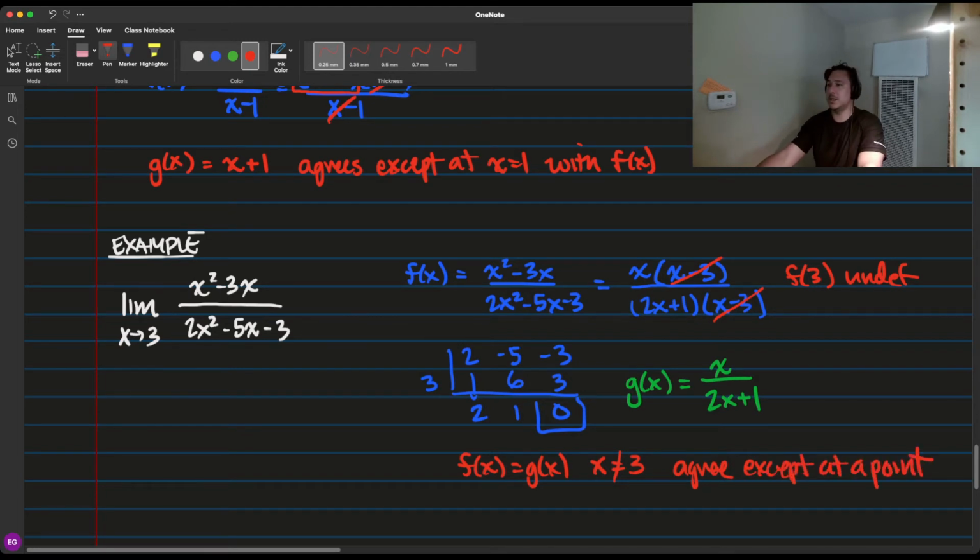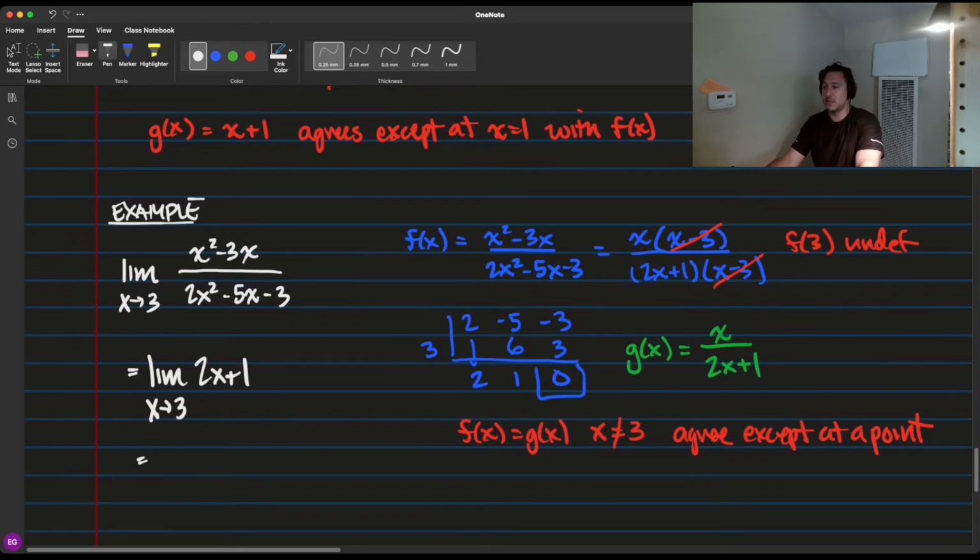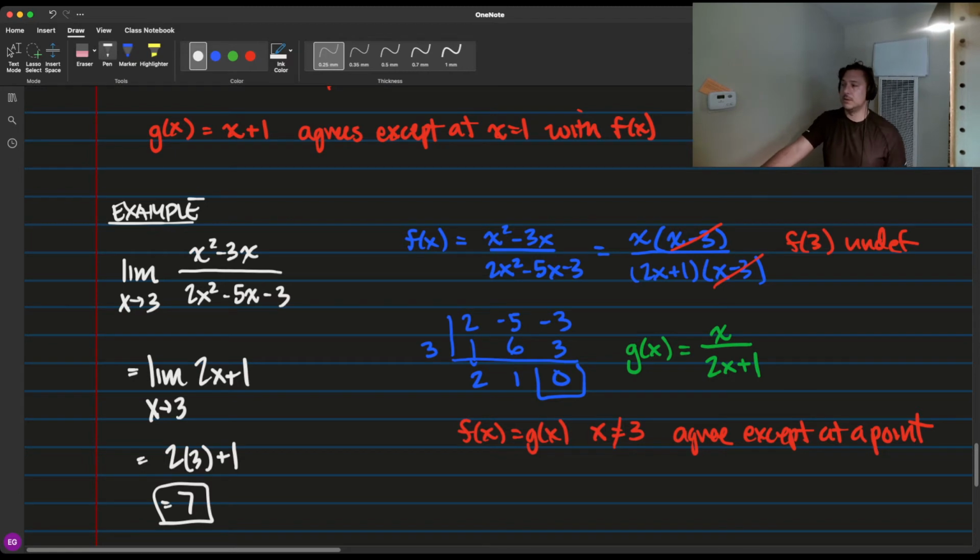Now, because they agree except at a point, you know that the limit of your original function is going to be equal to the limit of your new function, so you can just take the limit of 2x plus 1. Because this is a polynomial, you can just do direct substitution. You plug in the 3: 2 times 3 plus 1 is 7. So 7 is what your original limit is equal to. Boom. Okay.